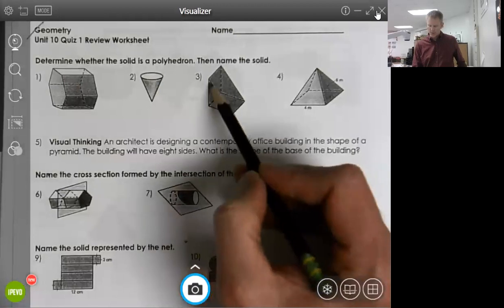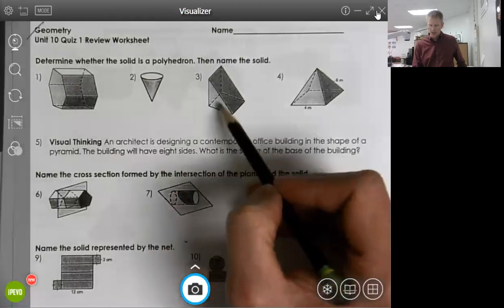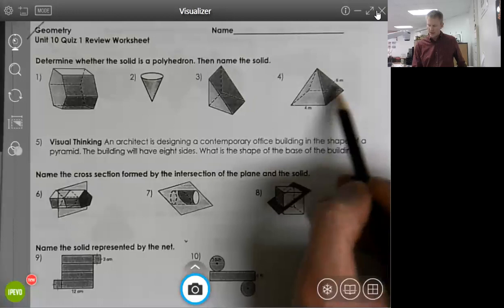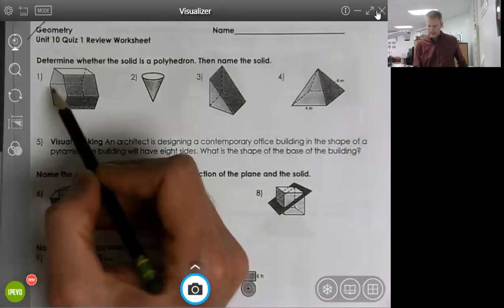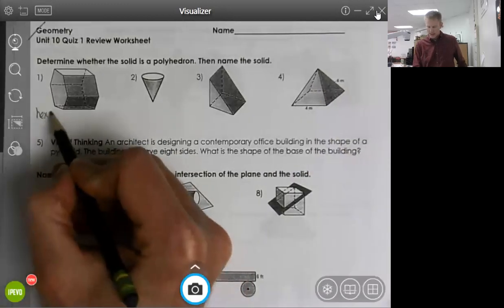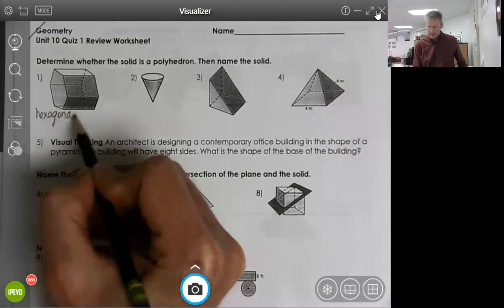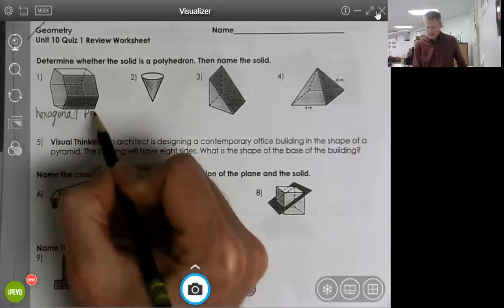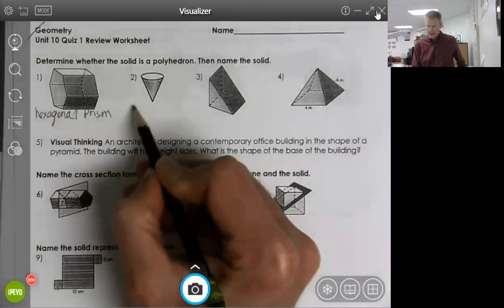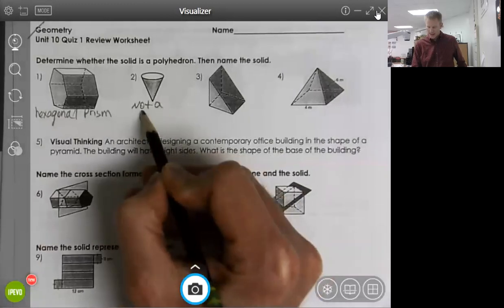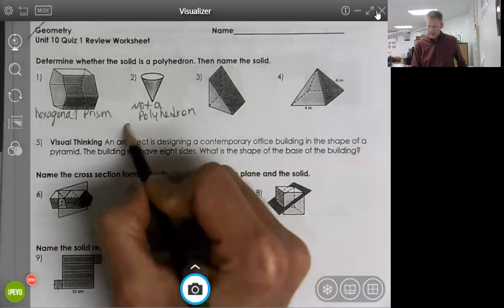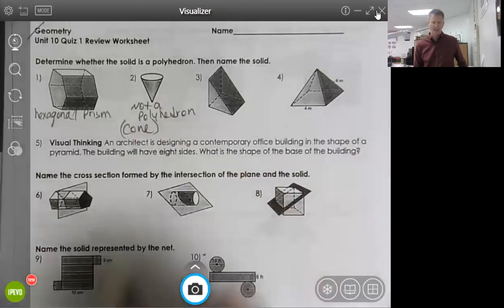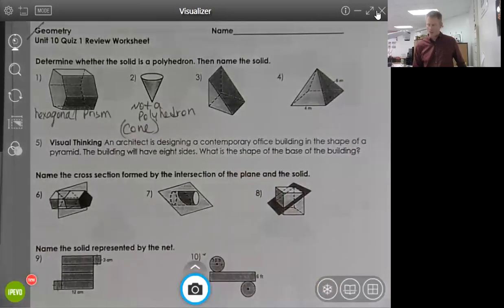Yes, number 3, we have a triangle for the bases and a rectangle for the sides. And even a pyramid is considered a polyhedron. All the sides are polygons. So the name of these, hexagonal prism. This would be not a polyhedron, but it is a cone. It has its own name, kind of like an ice cream cone.